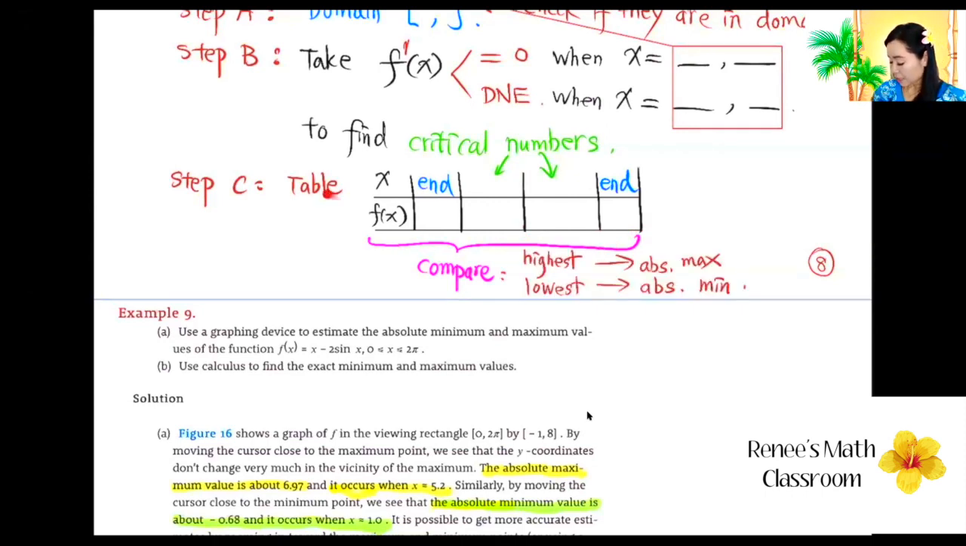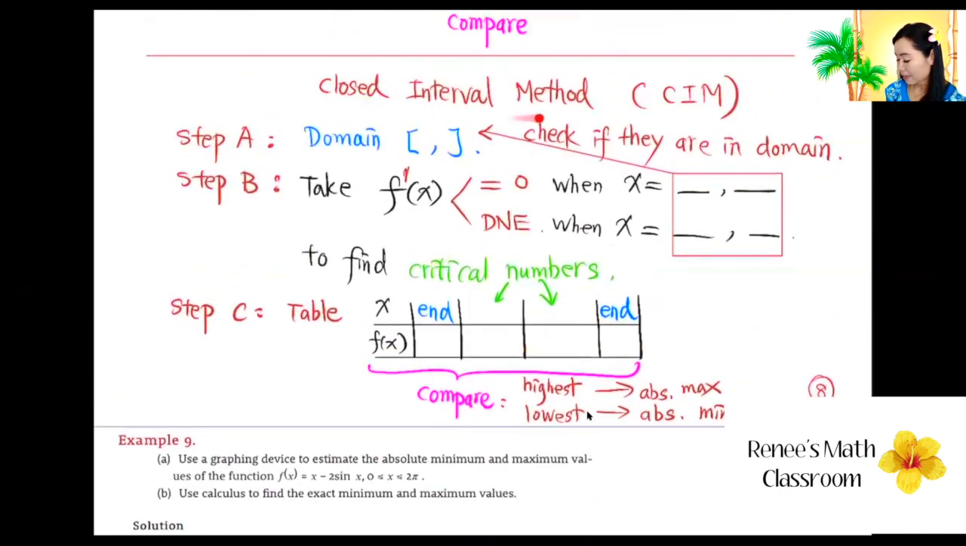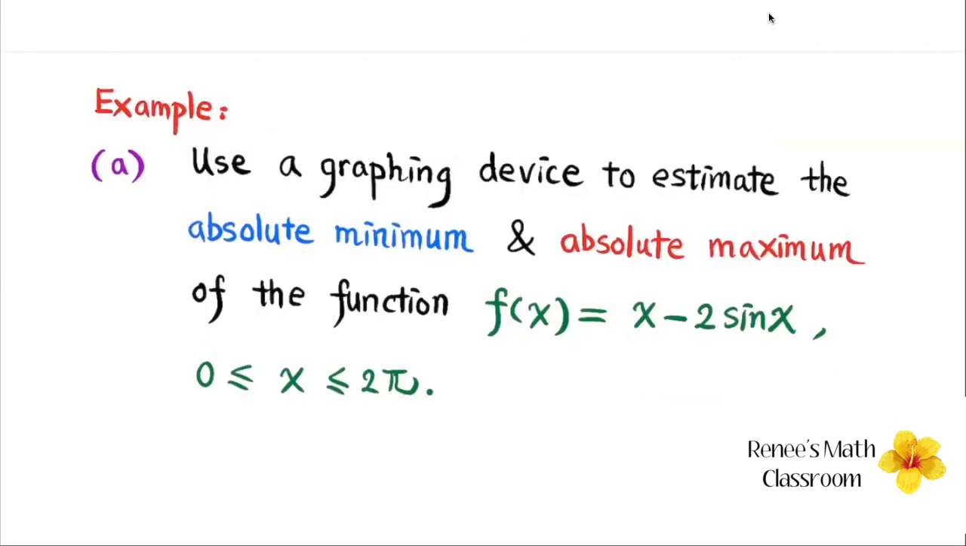The book didn't make a table, but they use a paragraph. They say, oh, because this and this and this. But I think that a table is better than 1,000 words. So I just make a table this way. That's just my way to do it. So that's called the closed interval method. It's for a continuous function on a closed interval, and those are the three steps for you to find the absolute max and absolute min.